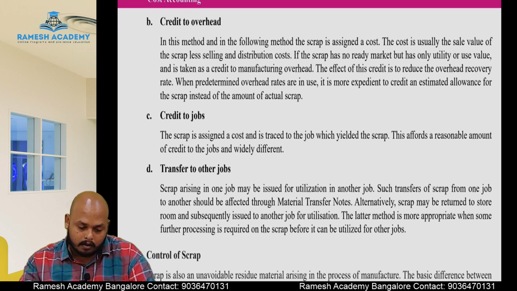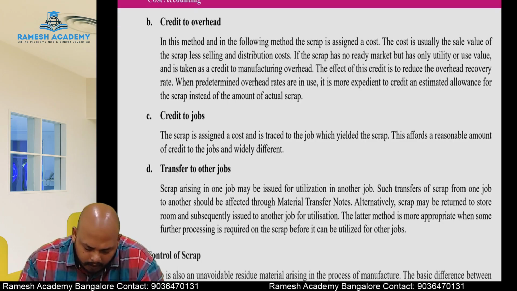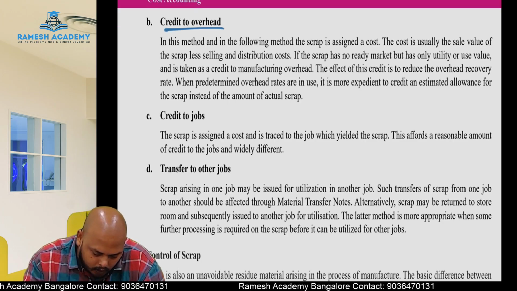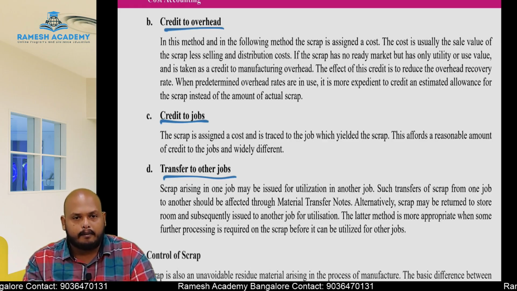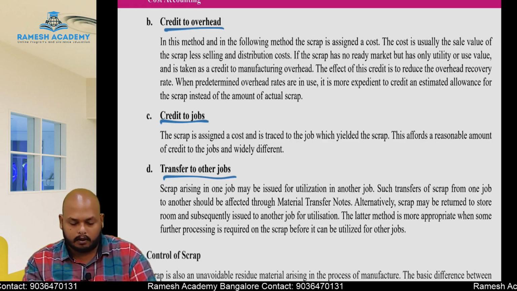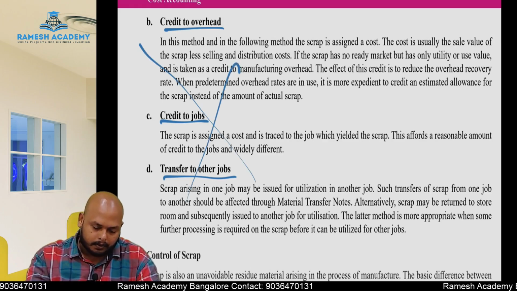Next, these are different methods, Nana: credit to overheads, credit to jobs, transfer to other jobs. These are the different methods, Nana. Not all of these are required. You can just ignore them also. There is no issue.